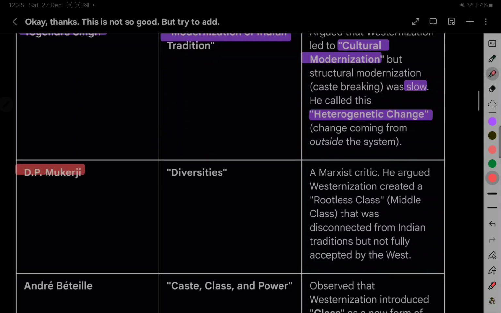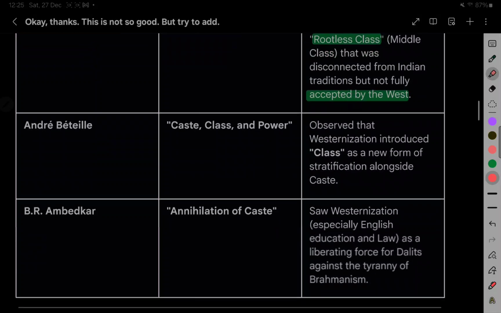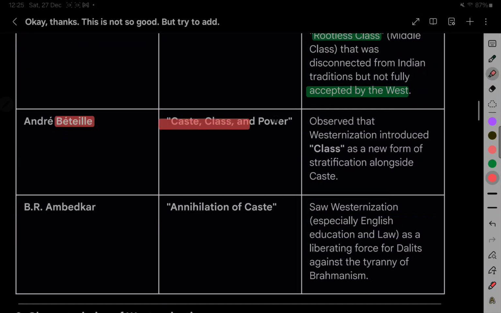D.P. Mukherjee, Diversities, a Marxist critic. He argued Westernization created a rootless middle class that was disconnected from Indian traditions but not fully accepted by the West. André Béteille, Caste, Class, and Power, observed that Westernization introduced class as a new form of stratification alongside caste.